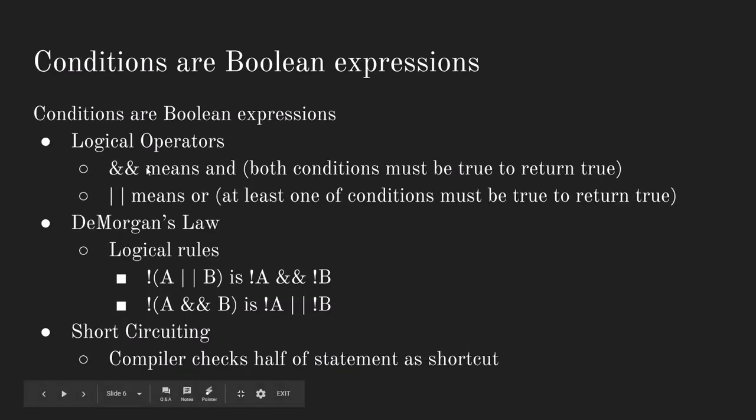Logical operators. Two and signs means "and" in Java, and both of these conditions must be true for the whole statement to be true, or all of the conditions must be true if there are multiple. We'll get into that later in De Morgan's law. Two parallel lines means "or" in Java. So this or that, A or B, and at least one of the conditions must be true to return true.